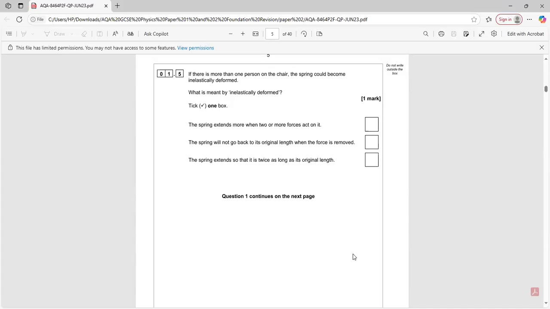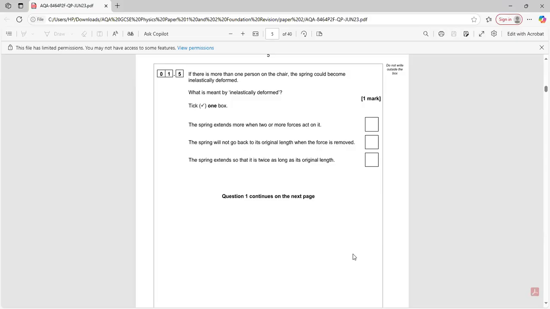We're now on 1.5. If there is more than one person on the chair, the spring could become inelastically deformed, and that means that it will lose its elasticity. So it will stretch and most likely become almost like a straight wire. It will become deformed. So the question is, what is meant by inelastically deformed?